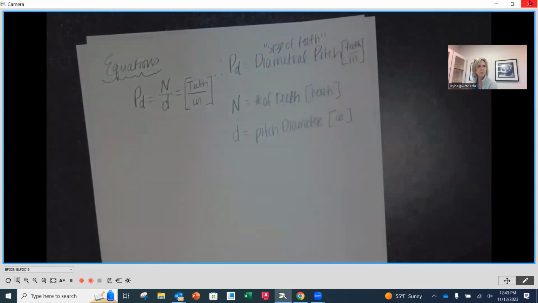This is a fundamental relationship that we have with all gears, whether they're spur gears, helical gears, anything like this. Okay, this is all going to work out all the time.